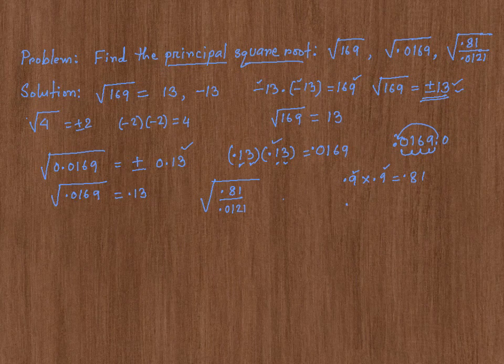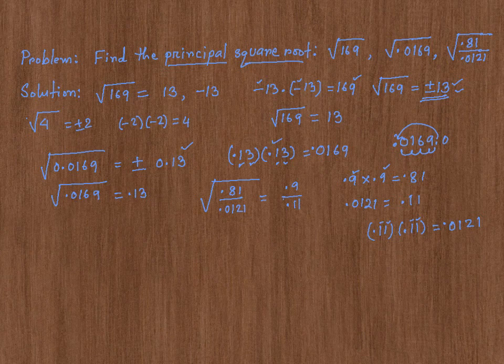Similarly, square root of 0.0121 will be 0.11. Why? 0.11 times 0.11 is equal to 121. We need to move the decimal 4 digits, because there are 2 digits after the decimal in each number, a total of 4, so it's going to be 0.0121. So this becomes 0.9 over 0.11. Okay, so that's what it is.